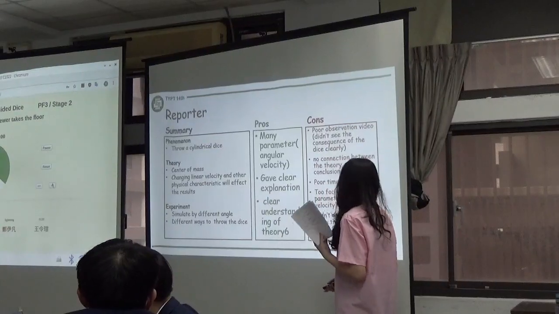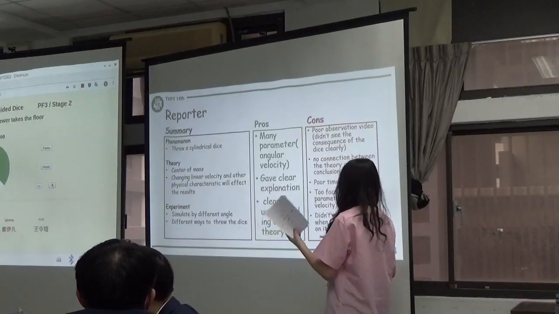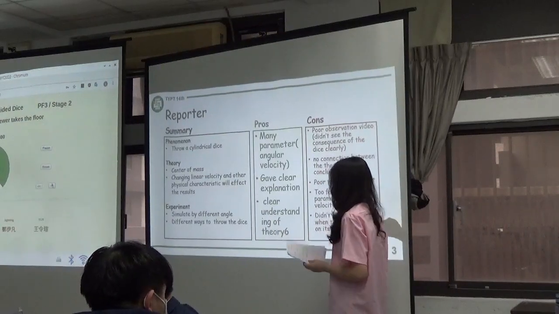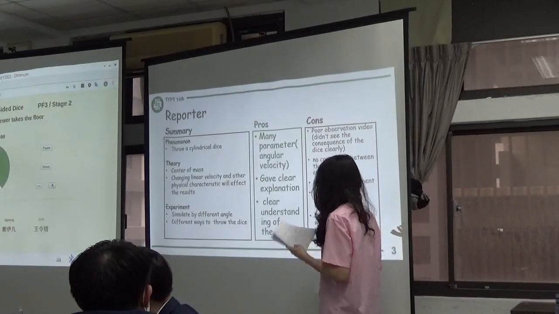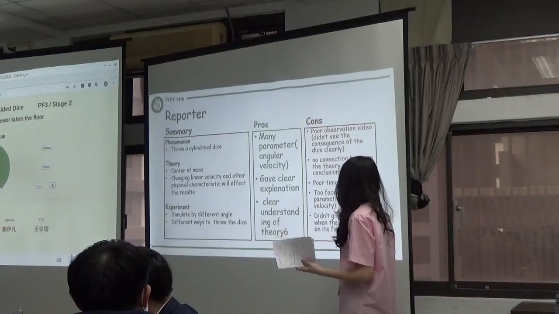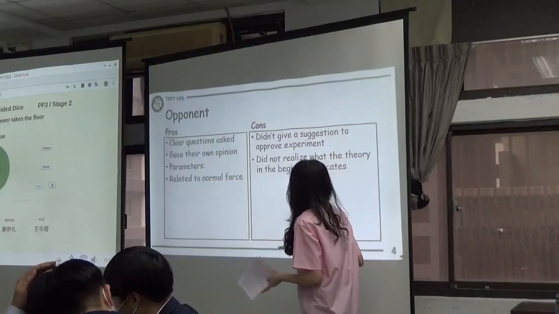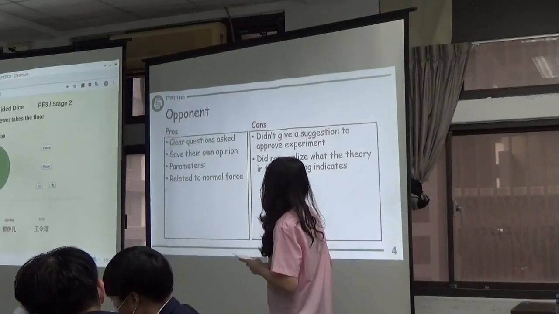And he has a poor time management because of and to focus on the parameters like the linear velocity and also some kind of the angular velocity. And he also didn't give the conditions when the dice will land on its faces. And here's the pros and cons of the opponent.